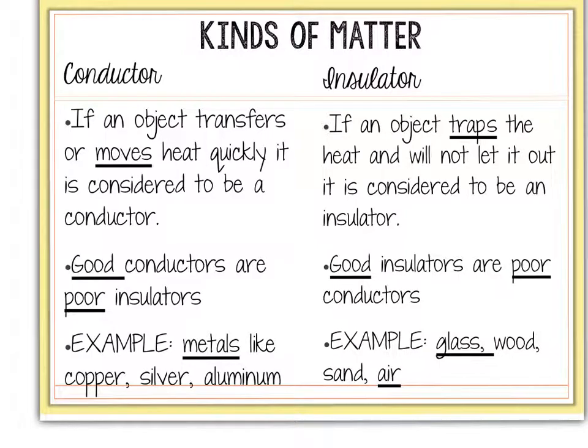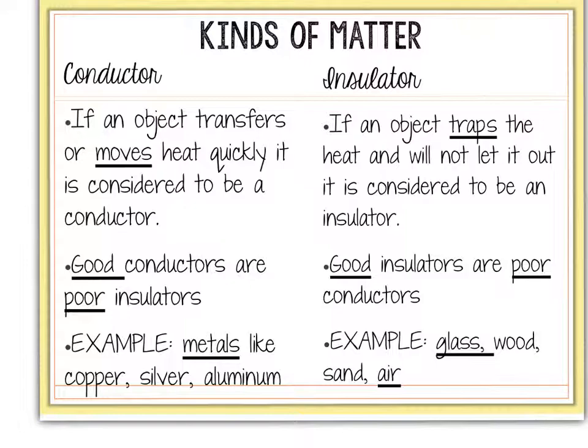There are 2 different kinds of matter when dealing with conduction. For starters, on the left side, we have conductors. A conductor is any object that transfers or moves heat quickly. You also should realize that a good conductor is going to be a poor insulator. So metals make excellent conductors. Copper, silver, and aluminum are examples of conductors. You do need to know this: good conductors are poor insulators.